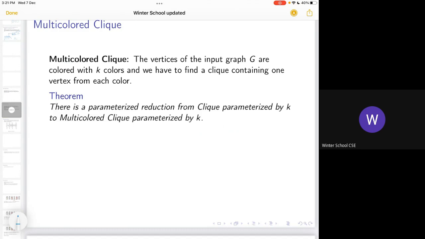Exactly one vertex from each color. We say this from a color class, because if we are looking for a k-size clique and we have exactly k color classes, then we can only take exactly one vertex from each color, right? I might have written it ambiguously, but it means that from each color class we take exactly one vertex into the solution. Okay. So is the problem definition clear? So any idea how we can reduce clique to the multicolored clique problem?